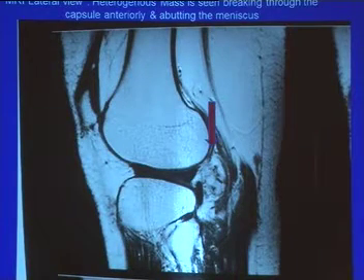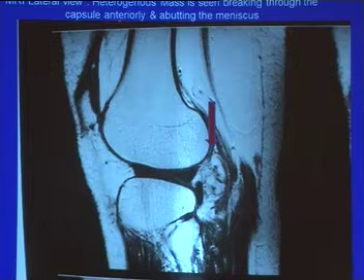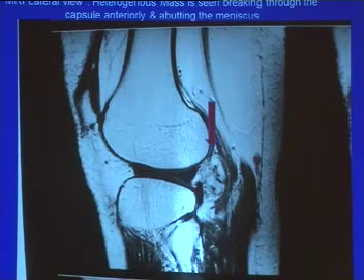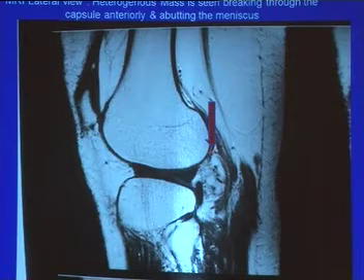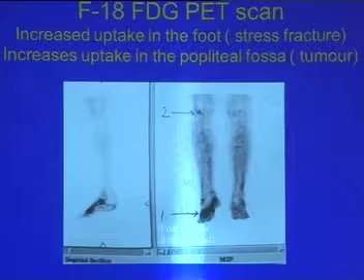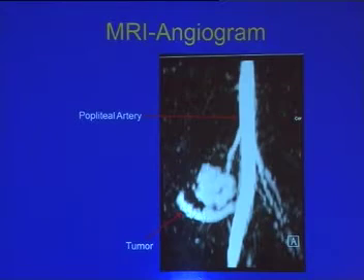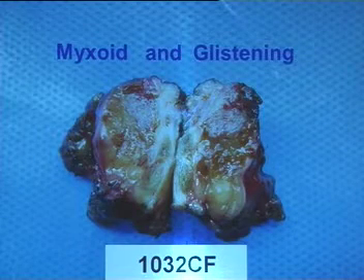And an MRI revealed a heterogeneous mass breaking through the capsule anteriorly and abutting the meniscus. So this is what they found on the MRI. And an FDG PET scan revealed increased uptake in the foot due to the stress fracture, but it also revealed increased uptake in the popliteal fossa. And this is an MRI angiogram, and we can see the tumor in the popliteal fossa. And the tumor was excised.